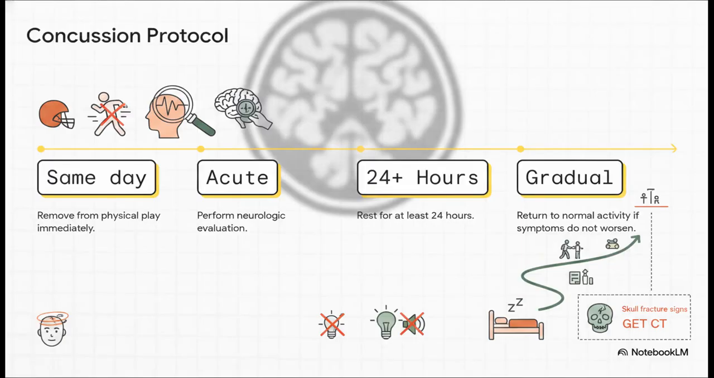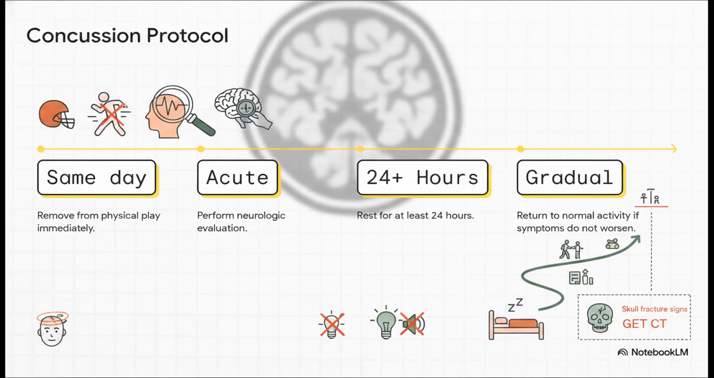Okay, let's talk concussions. A concussion is a transient neurologic disturbance following mild TBI with absolutely zero structural intracranial injury. Symptoms are things like dizziness, disorientation, amnesia, headache, and light or noise sensitivity.